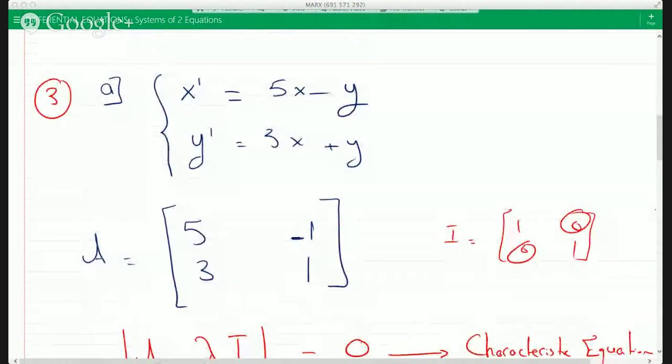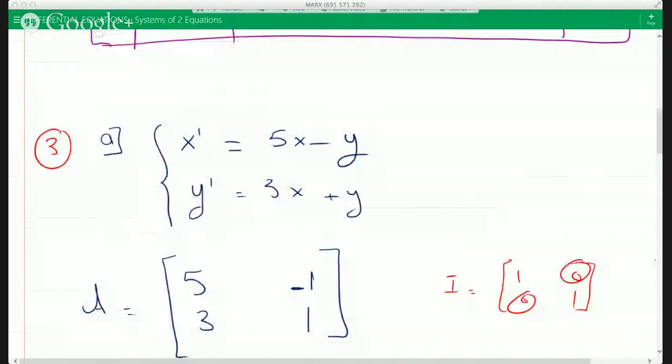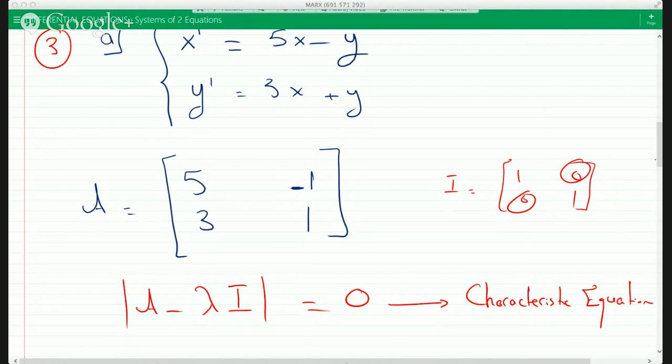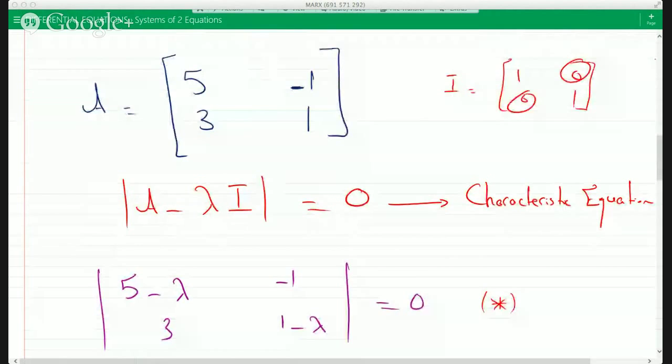So the overview here, Ben, is you make your matrix from the coefficients of these numbers: 5, minus 1, 3, 1. Then you take the matrix minus lambda times the identity matrix equals 0. There's a shortcut so you don't have to work with these matrices: all you have to do is subtract lambda from the diagonal and leave the other entries the same. Take the determinant of this and set it equal to 0. That's your characteristic equation.